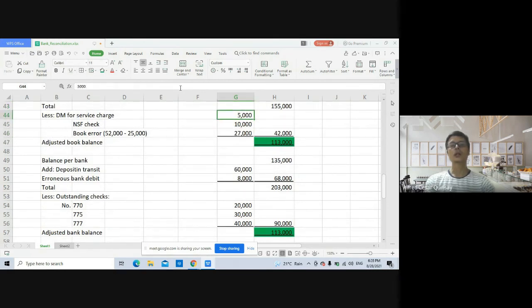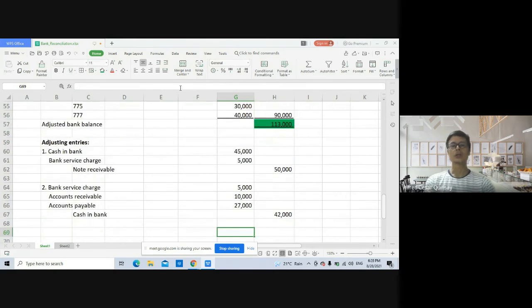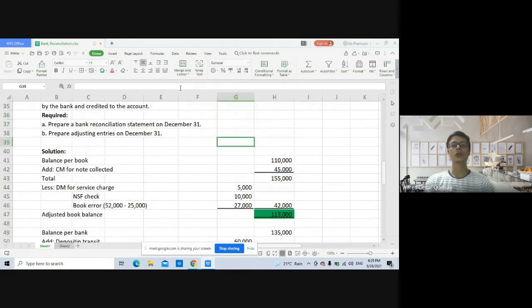Now, these three, the 5, 10 and 27, those are expenses or deductions from the cash balance. First is the bank service charge of 5,000. And then the accounts receivable, the NSF check. The check bounced, so it will be returned to accounts receivable.